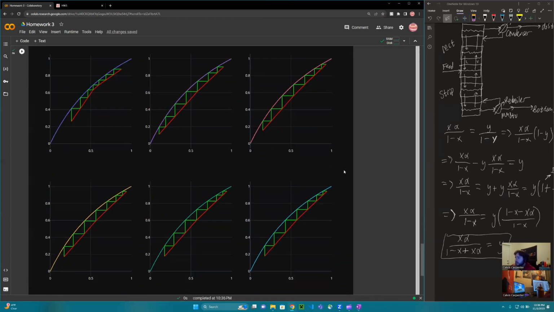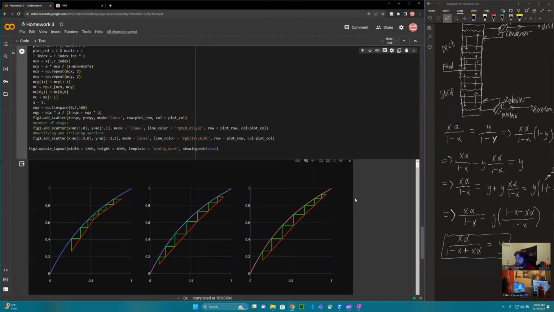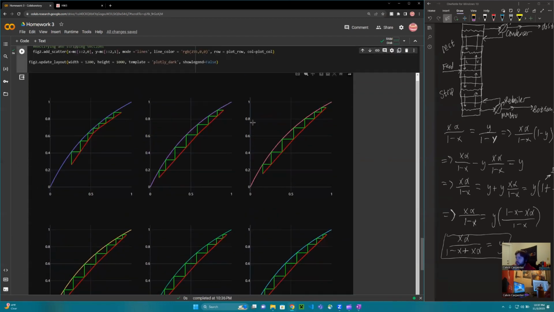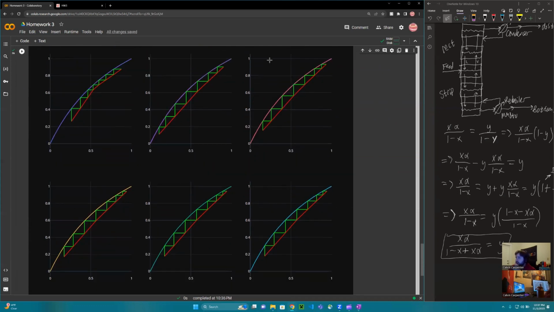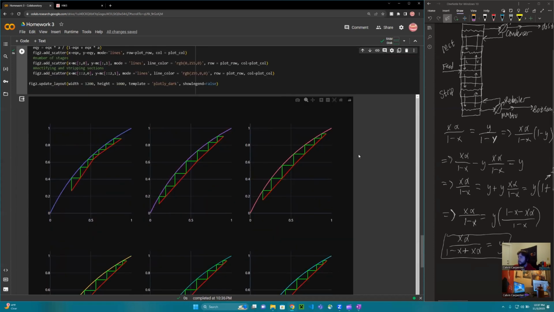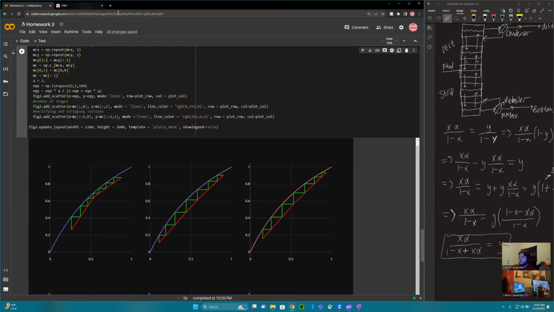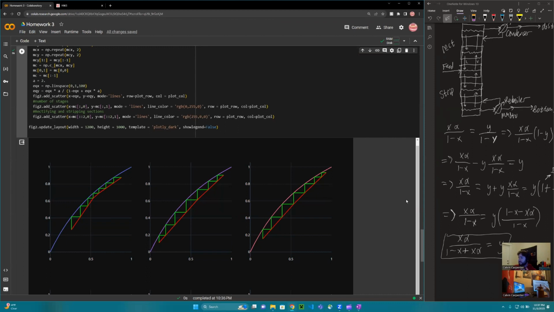Now we can see. So these are the McCabe-Thiele diagrams for the reflux ratio of 10. Once again, you can see the number of stages indicated by the green stair steps, and then the stripping and rectifying sections defined by the red lines here, and then the equilibrium curves are the different colored lines that were calculated by this y equals function over here. But other than that, this is all that we needed for part B of this assignment. So I hope you enjoyed. I hope you learned something. Thanks for watching.